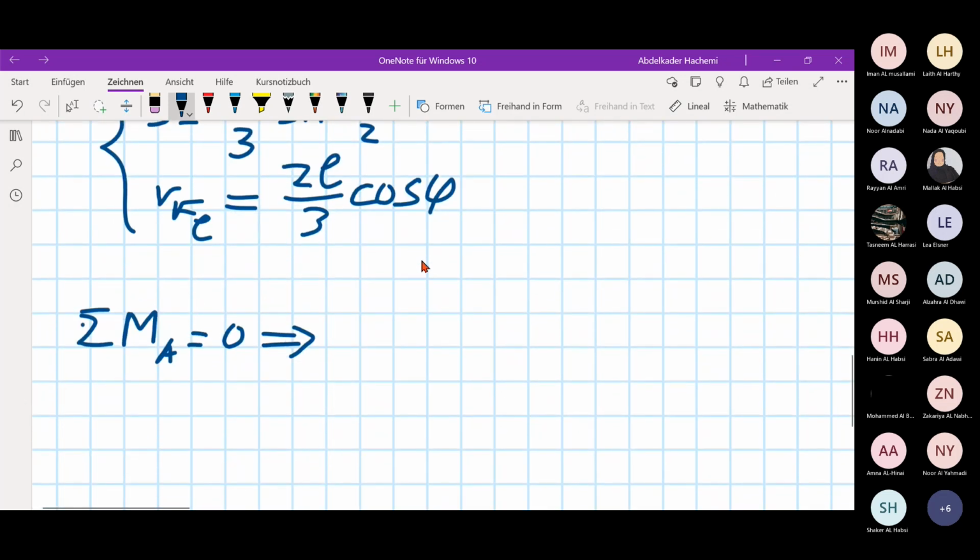Then in this case, we can write minus mg multiplied by L sine phi. This is due to the weight, mg. Then we have the D'Alembert force or inertia force, m a_phi. This is multiplied by L.